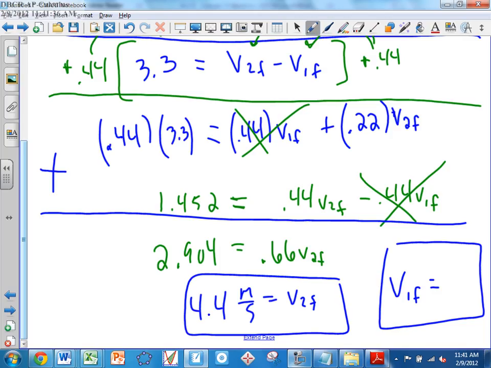So 3.3 minus 4.4 is negative 1.1. I think you get positive because this is going to be 4.4 right here. It becomes negative 1.1 equals negative V1F. Again, we're taking this value and plugging that value in up here. We move the 4.4 over by subtracting, you get negative 1.1 equals negative V1F. If they're both negative, it becomes positive.